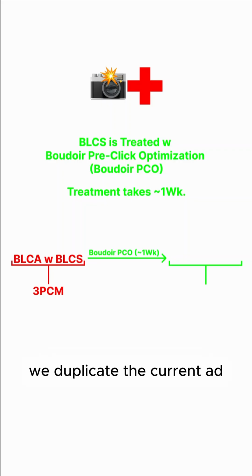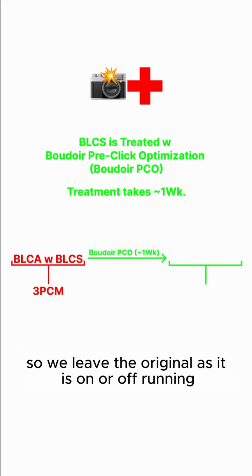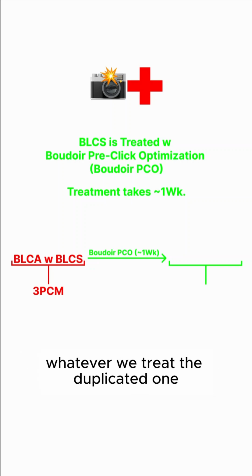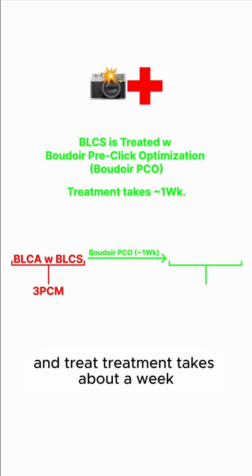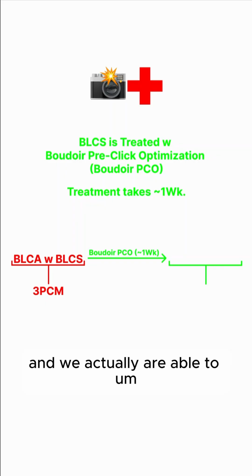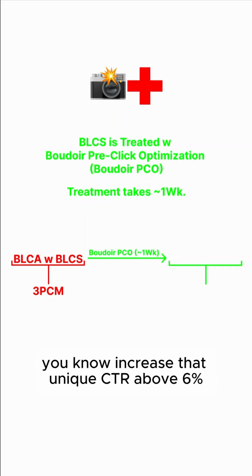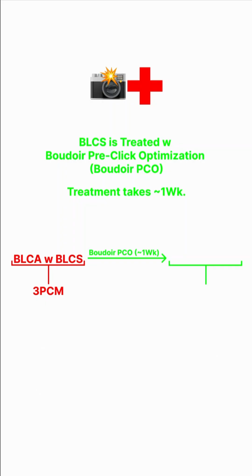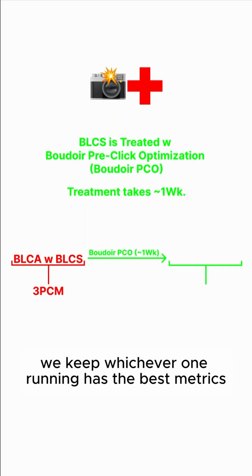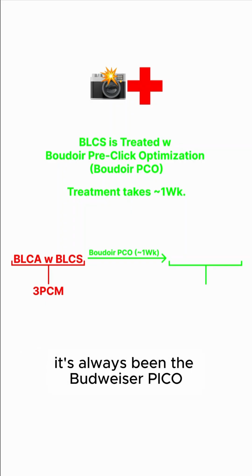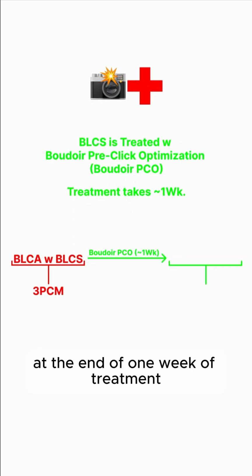Treatment's pretty simple. We duplicate the current ad, so we leave the original as it is, on or off, running, whatever. We treat the duplicated one, and treatment takes about a week, and we're actually able to increase that unique CTR above 6%, and we keep whichever one running has the best metrics. It's always been the boudoir pico treated one that has the best metrics at the end of about 1 week of treatment.